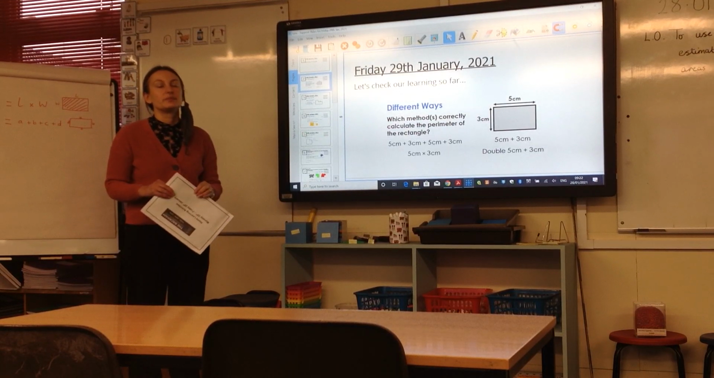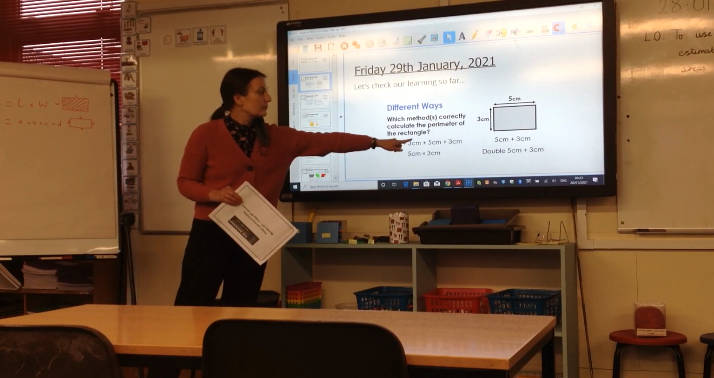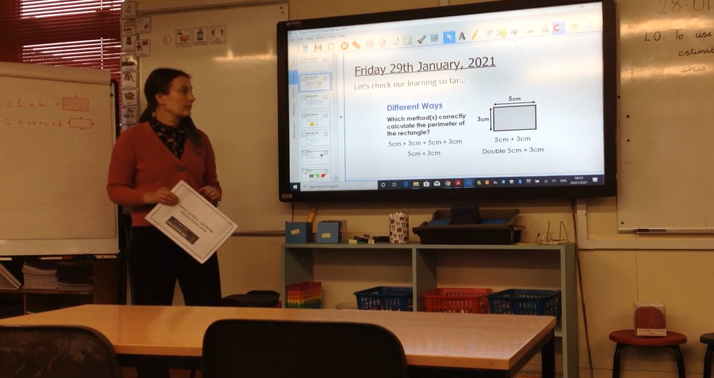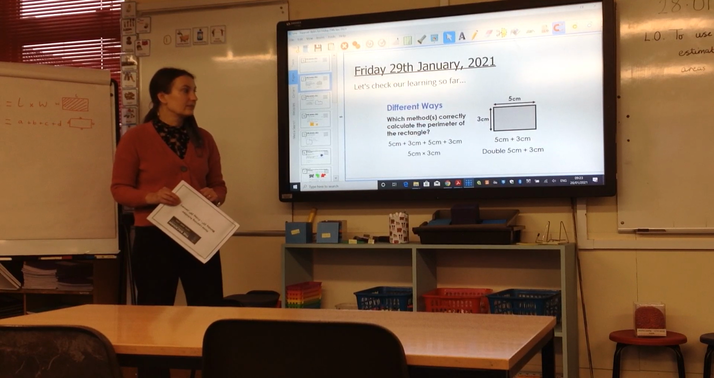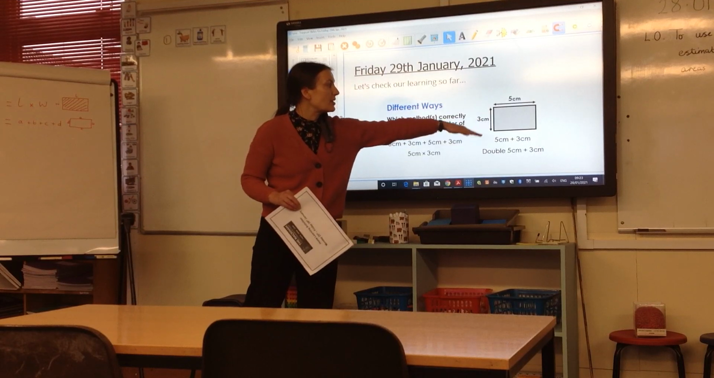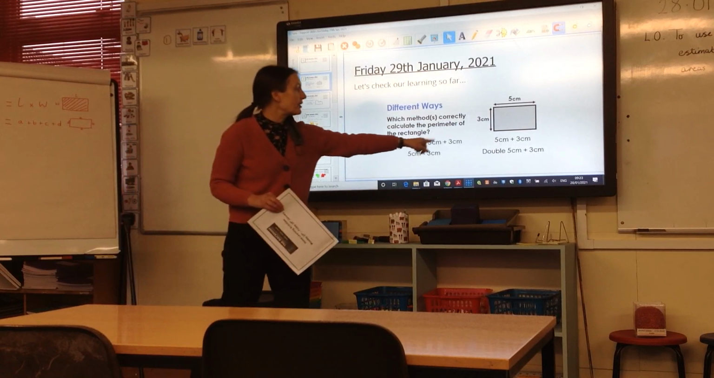Yes? So the first one is 5 centimetres and 3 centimetres and 5 centimetres and 3 centimetres. I think that's correct because on the rectangle, the 5 centimetres is at the top and that's equal to the bottom, and the other side of the 3 centimetres is also 3 centimetres. So then you just add them up. Absolutely, because the sides are parallel, so they are equal, the same length. Okay, well done. So this one is definitely true.